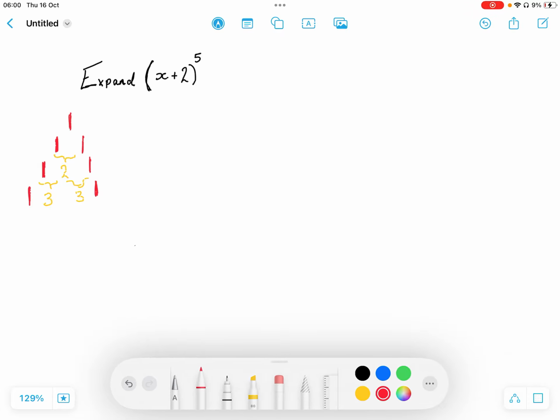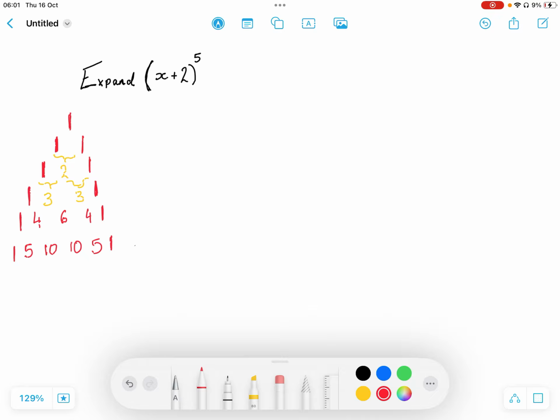So we're going to keep bringing our triangle down for as long as we need it, which we'll talk about in a second. 1's on the outside, 1 plus 3 gives me 4, 3 plus 3 gives me 6, 3 plus 1 gives me 4, 1 on the outside, 1 plus 4 gives me 5, 4 plus 6 gives me 10, 6 plus 4 gives me 10, 4 plus 1 gives me 5, and 1 on the outside. Nice. And we can keep going for as long as we want. This triangle goes on forever. And it's useful because it tells us the coefficients of our expansions within these binomial expansions.